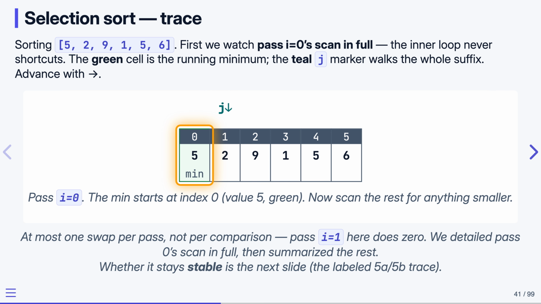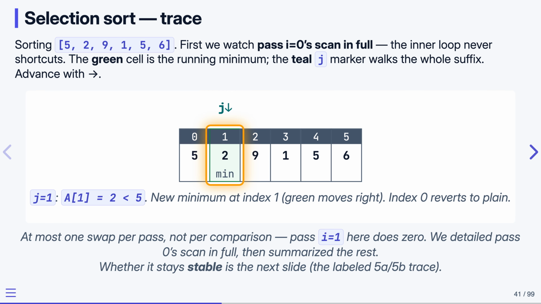Let's sort the array 5, 2, 9, 1, 5, 6. We watch pass 0's scan in full. The green cell is the smallest value found so far. It starts at index 0, value 5. Now we scan the rest for anything smaller. The J marker moves to index 1. The value there is 2, which is less than 5. So 2 is the new smallest, shown in green. The old cell goes plain again.